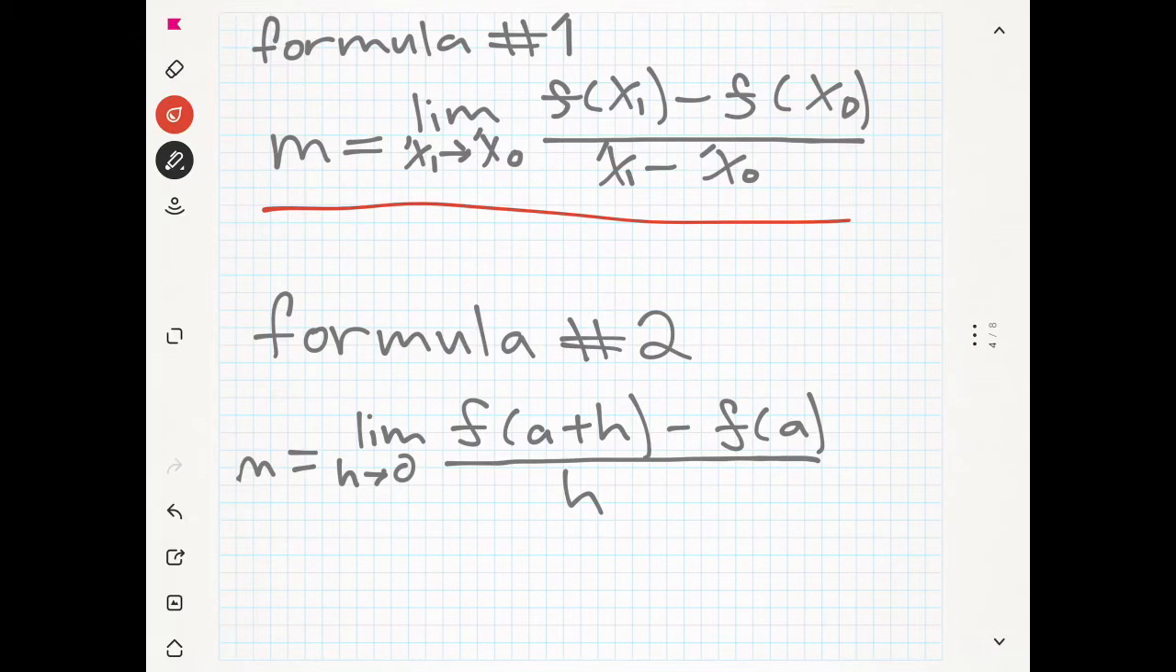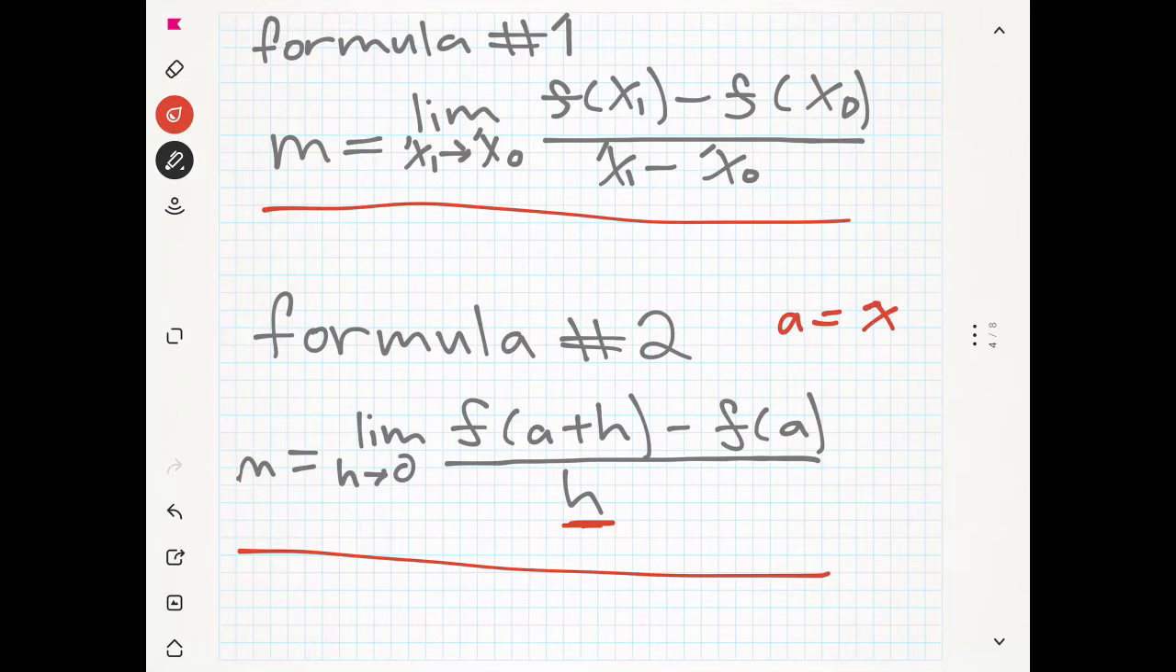But my preferred method would actually be formula number 2 here, which is m is equal to the limit as h approaches 0 of f of a plus h minus f of a, all over h. So h in this instance actually refers to the distance between the 2 points that you're using to try and figure out the limit and the derivative in this case. And a is pretty much just equal to x. It just means pretty much similar meaning.